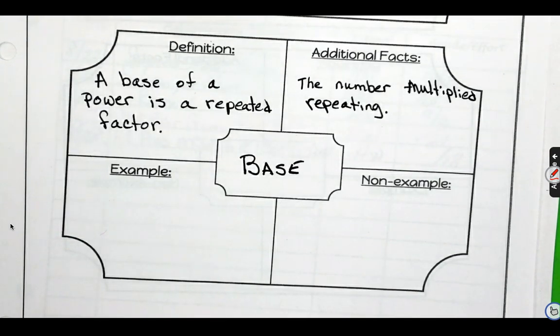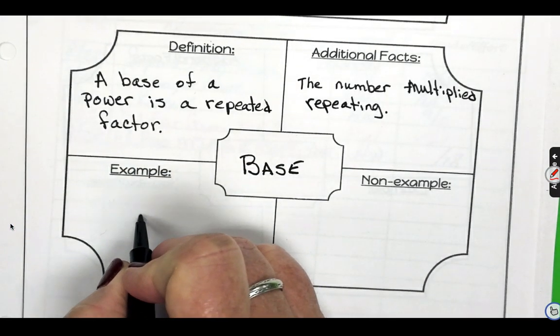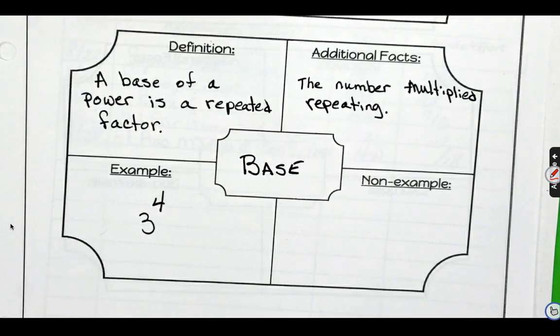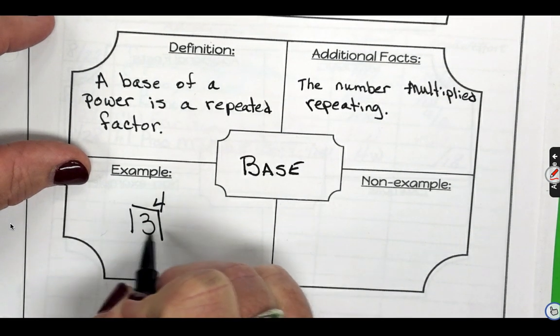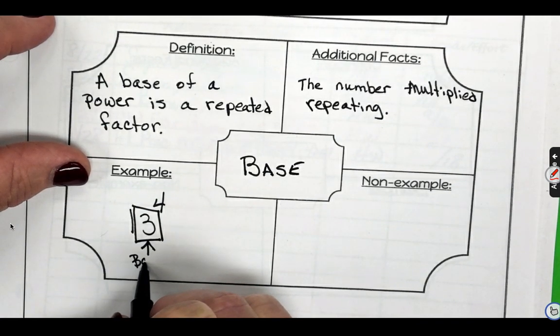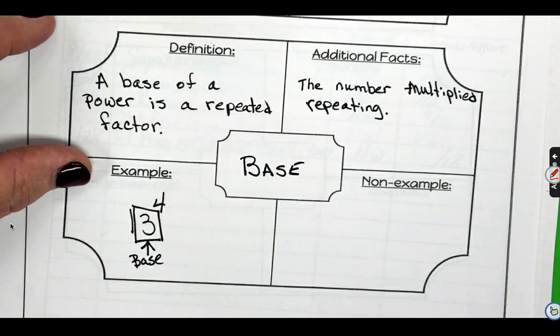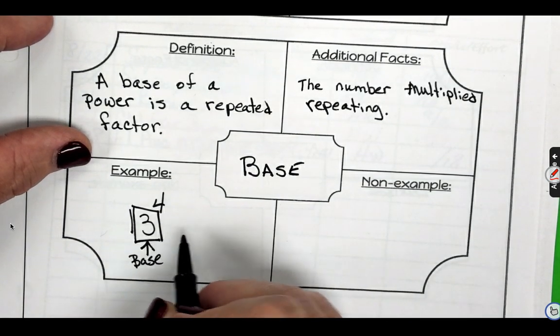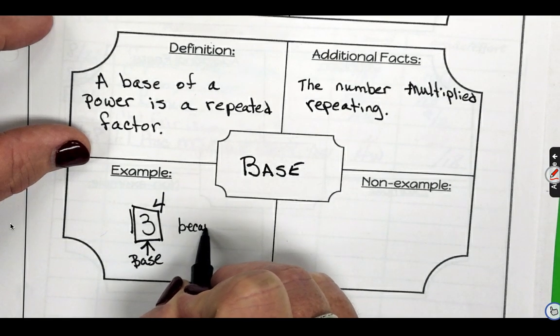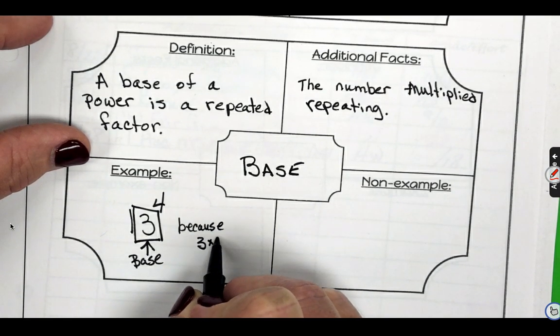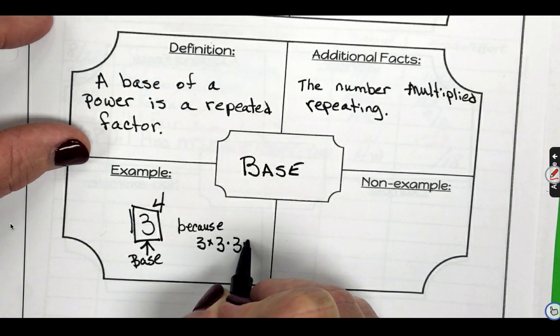Okay, so we're going to go back up to that example of 3 to the 4th. Which one of those is the base? What number is the base in the power 3 to the 4th? Alexis. The 3. Okay. So I'm going to do this, and I'm going to say base. That way I know that's my base because 3 times 3 times 3 times 3. Okay?